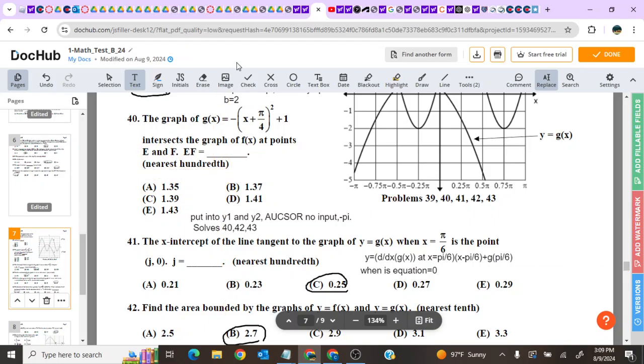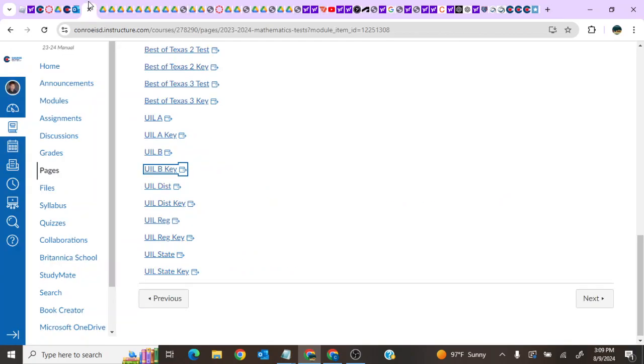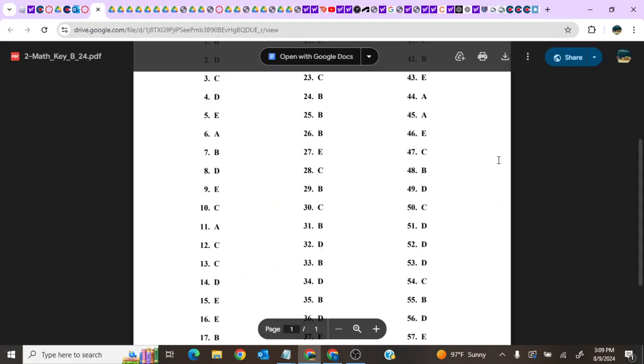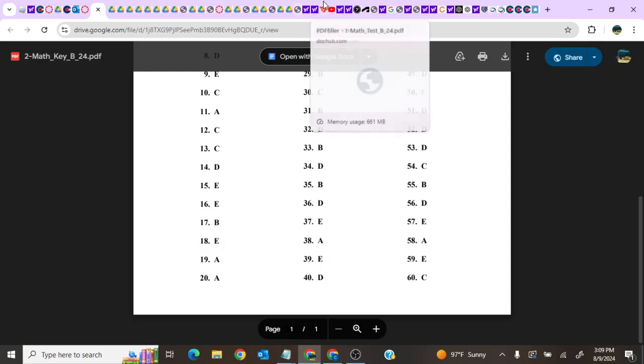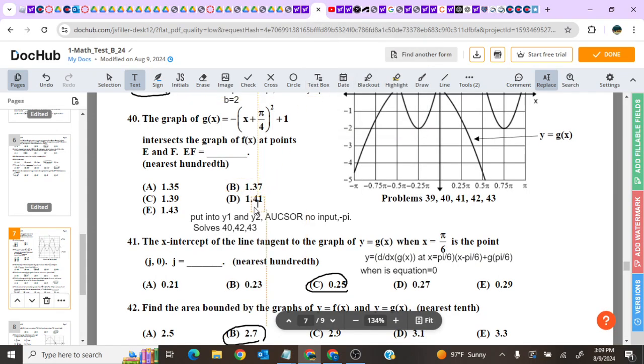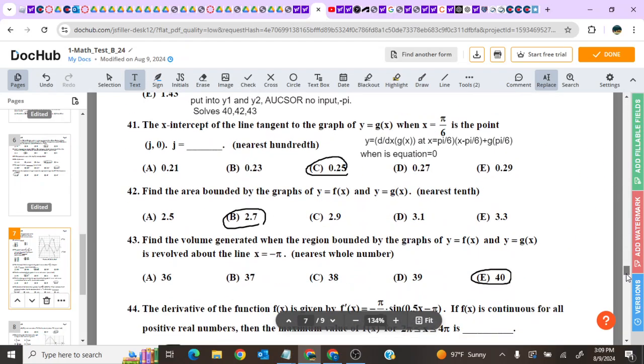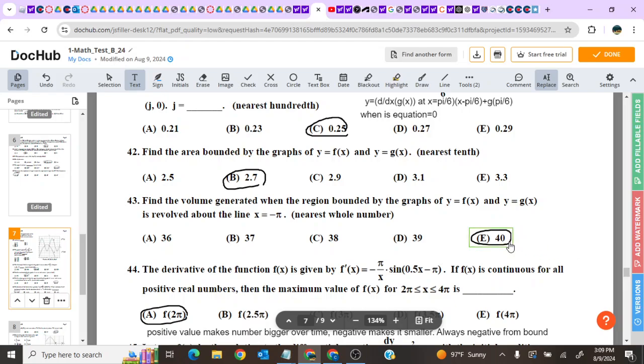I didn't actually circle that. What did I do? Or what's the answer? You should get a value of d of 1.41. And for the area under the curve, it should give you 2.7, and it should give you a revolution line of 40, area of 40, yeah.